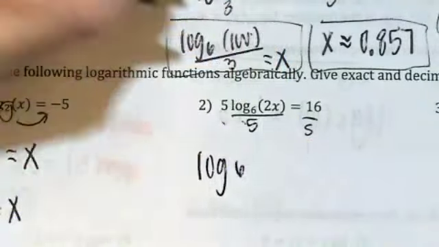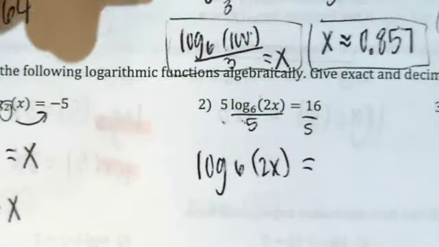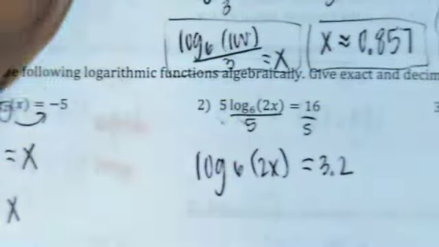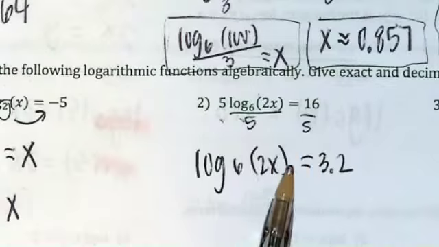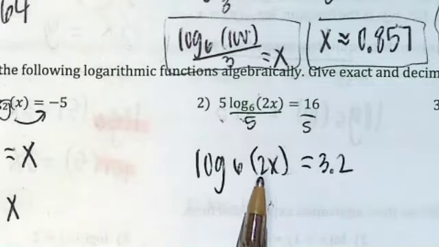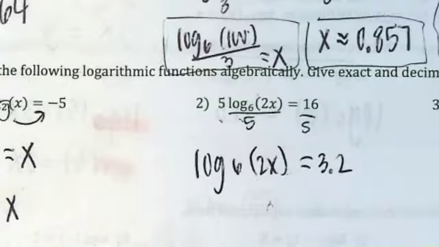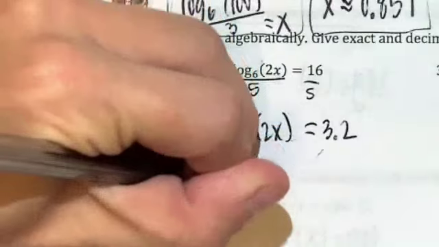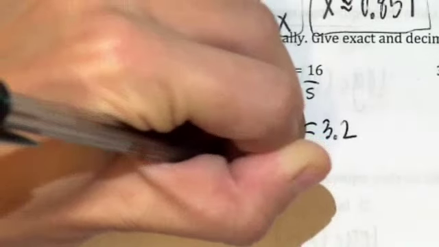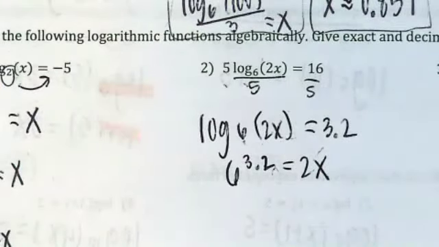So log base 6 of 2x is equal to 16 divided by 5, which is 3.2. It's okay to not get whole numbers. It's all good. But the x is still kind of stuck with the log. So I need to rewrite this in a way that I can solve it. So I'm going to go from logarithmic to exponential form. 6 to the 3.2 equals 2x. Then again, I can divide by 2.